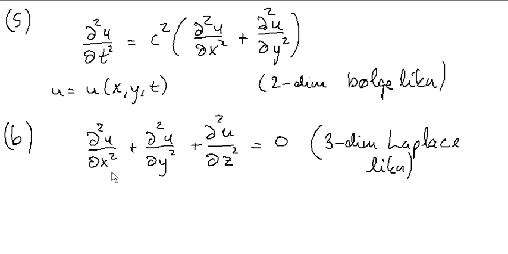The last example we are going to consider at this stage is the following: the three-dimensional Laplace equation. It looks like the two-dimensional Laplace equation, but we add a third term, namely the second derivative of u with respect to z. So this is typically a three-dimensional heat conduction problem, for example.